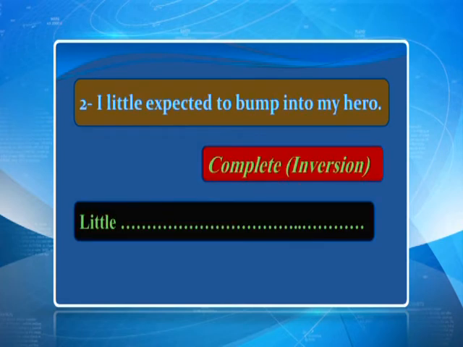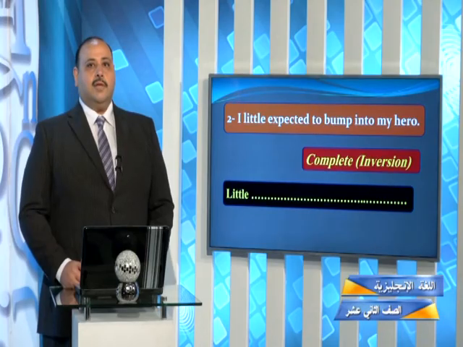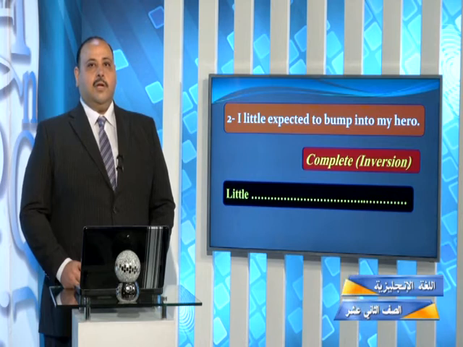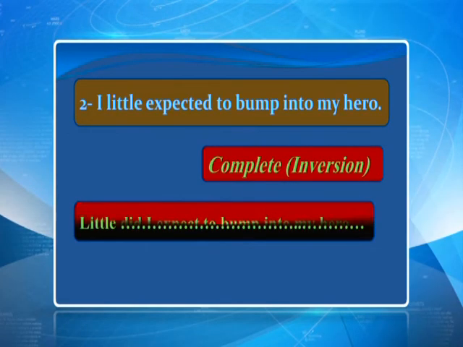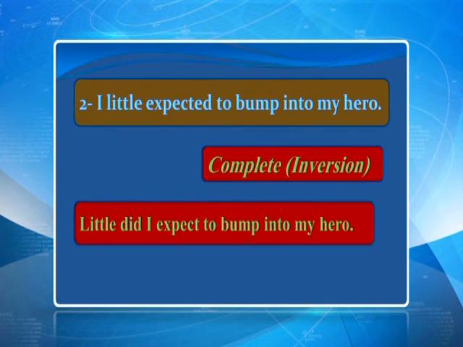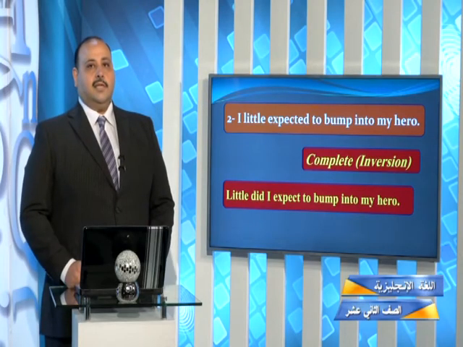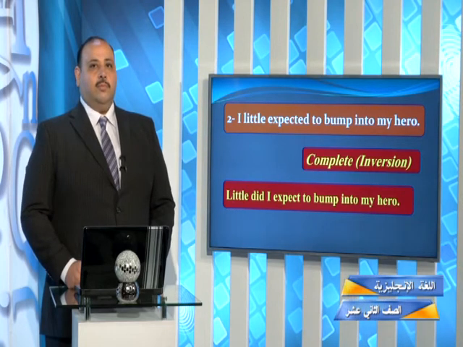Okay. I little expected to bump into my hero. Complete or inversion. Now focus on the word inversion. When a sentence starts with a negative adverb, you have to make some changes. Normally, we start with an auxiliary or helping verb that matches the tense, whether present or past. Then we have the subject followed by the main verb. Let's see. Little did I expect to bump into my hero. Now, why do you think I used the word "did"? Actually, because the tense is past. And then the verb "expected" should be in the infinitive form, which is "expect."